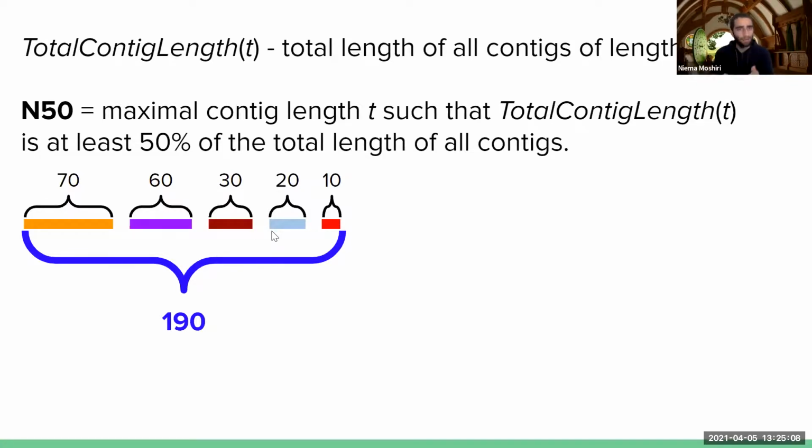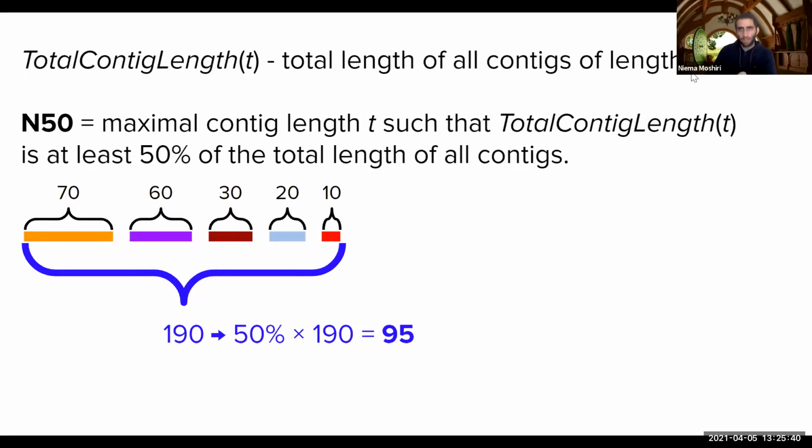And I want to see what is the N50 of this genome assembly that had these fragments. So I compute 50% of it, right? I want to know 50% of the total length of the contigs. So 50% of the total length is 50% times 190, which is 95. Okay, so half the total length is 95, and I'm looking for the maximal contig length such that the sum of all contigs of that length or more is greater than or equal to 95.